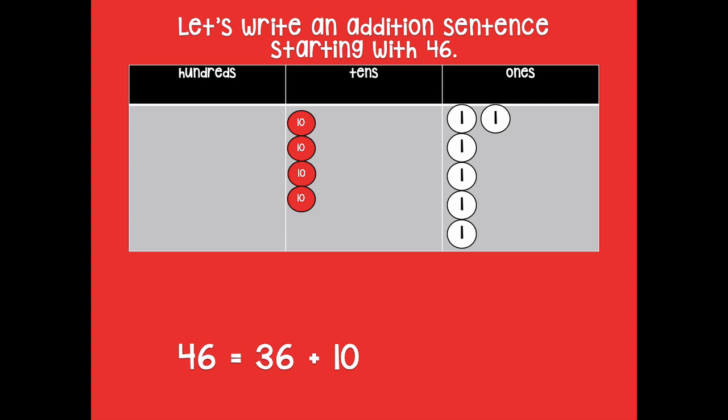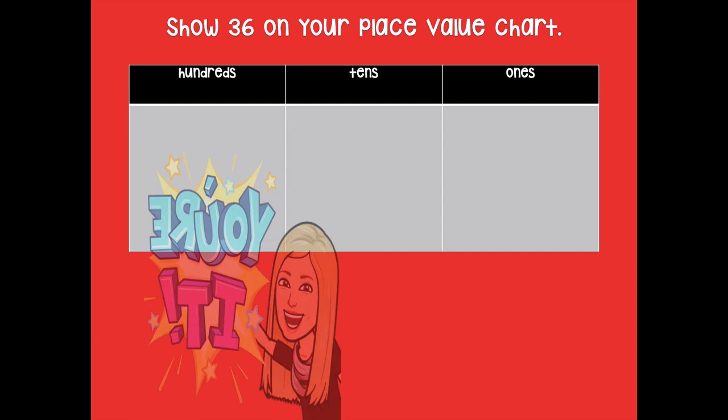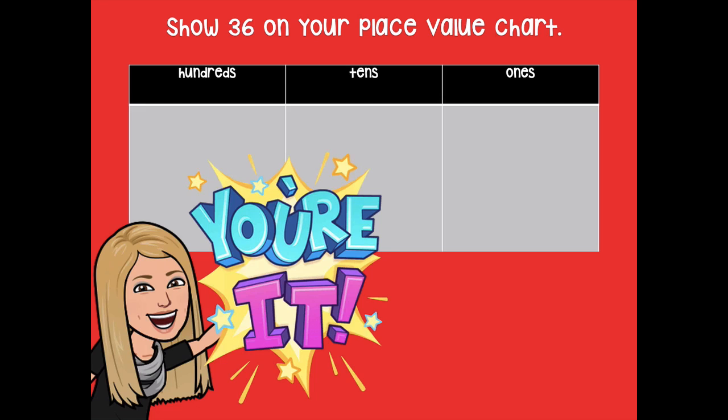Oh, wait a minute. Hang on. I just came up with another idea. You could have written 46 equals 10 plus 36 because it's the same thing. You could switch your addends of 36 and 10 in either order, and it's going to give you the same sum of 46. That's the cool thing about addition. All right, so let's go back to showing 36 again on our place value chart because we're going to do another step now. And then once you're ready, click play and we'll go to the next step.